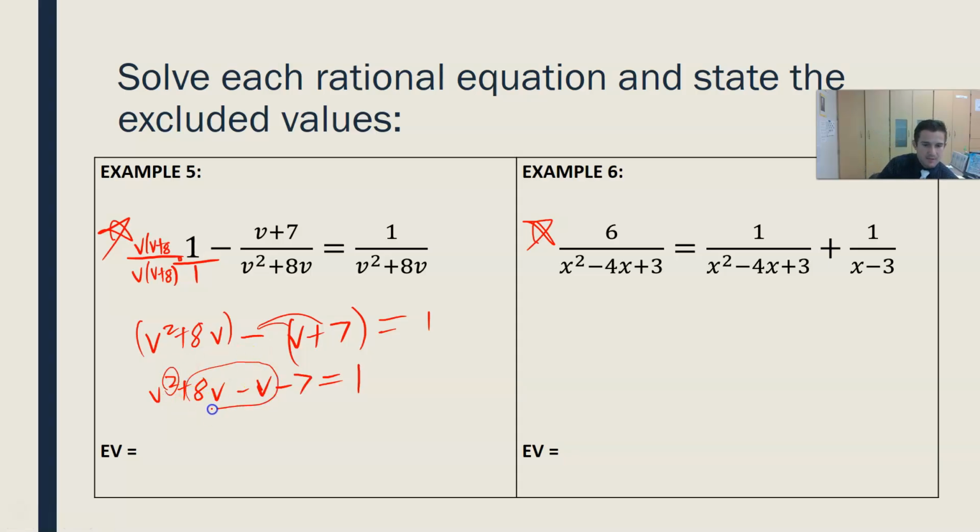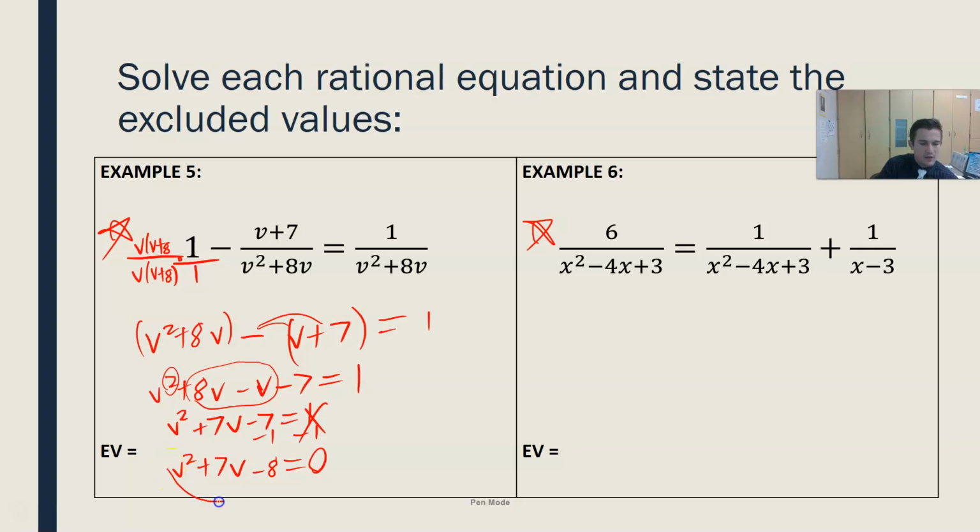So on this side, I can combine 8v minus v, so I get v squared plus 7v minus 7 equals 1. Then I'm going to go ahead and subtract 1 on both sides, so I get v squared plus 7v minus 8 equals 0. When I have a quadratic function like this, I want to get everything on one side and put it into standard form so it's set equal to 0. In functions like this, I know how to solve.